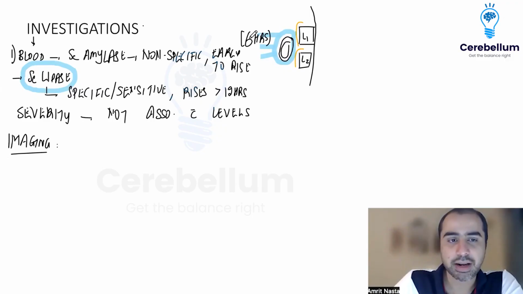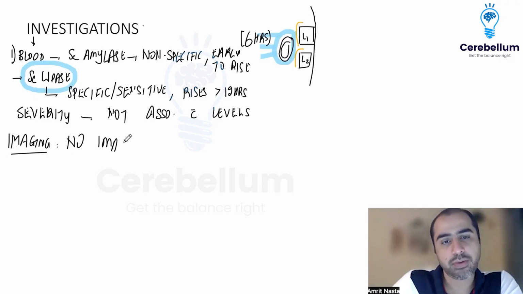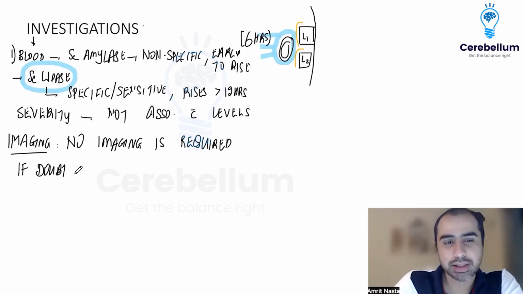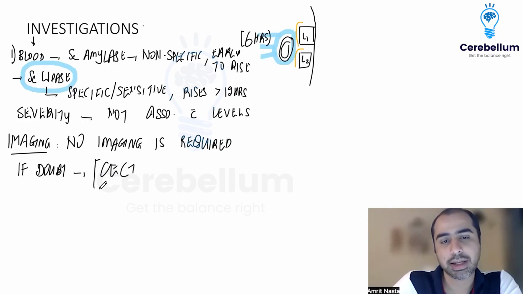Okay, so let's be very clear. No imaging is required for diagnosis. No imaging is required. Only if there is a doubt, you will do imaging. If doubt, like you're not very sure about the disease, you will do CECT. CECT is the investigation of choice.